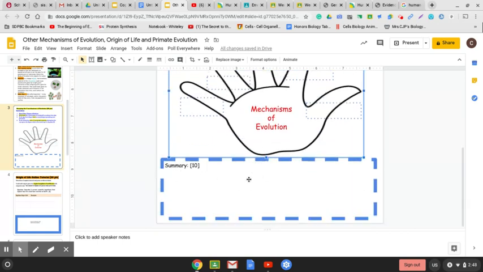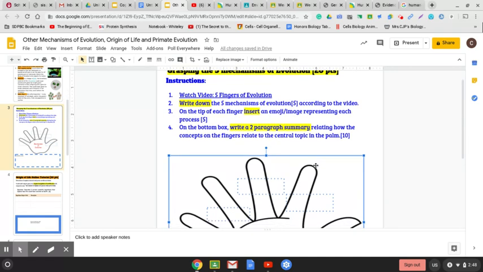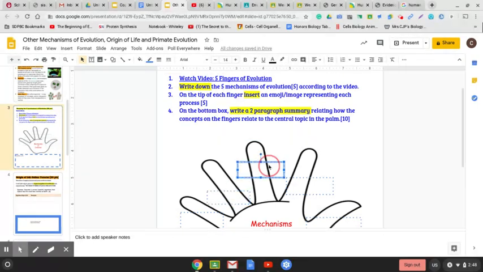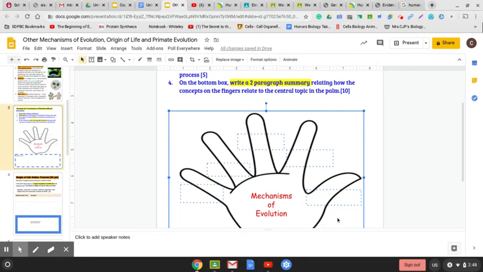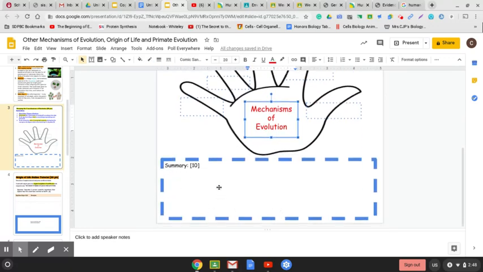Or if you could fit it, it should be able to fit in this box here. Okay, so don't go crazy trying to come up with words. But make sure you explain how these 5 fingers, the 5 mechanisms of evolution, have to do with the central topic, which is the mechanisms of evolution. So you're going to tell me how these 5 fingers relate to evolution. Okay, and summarize it there.